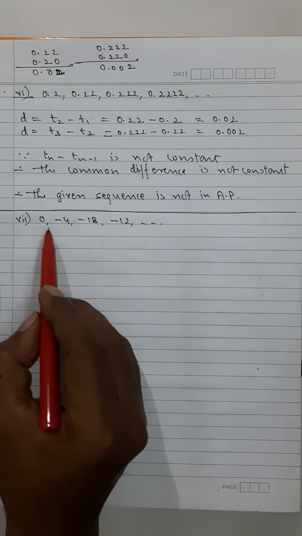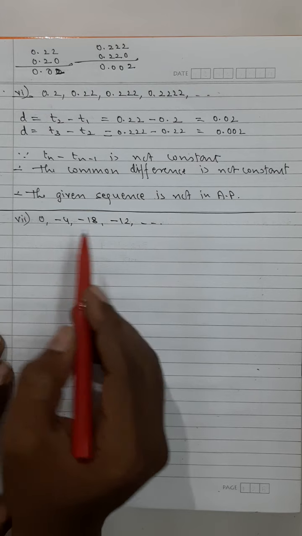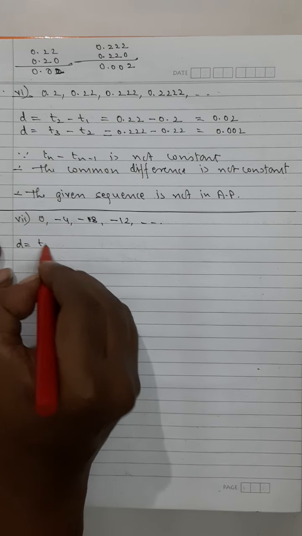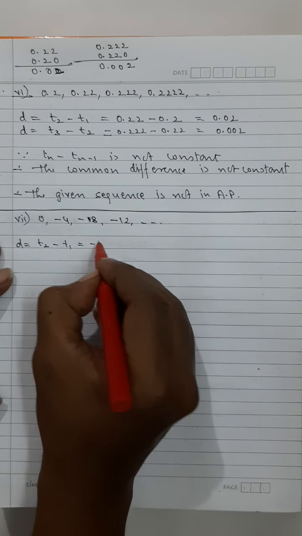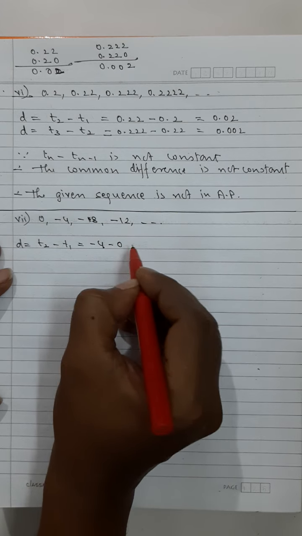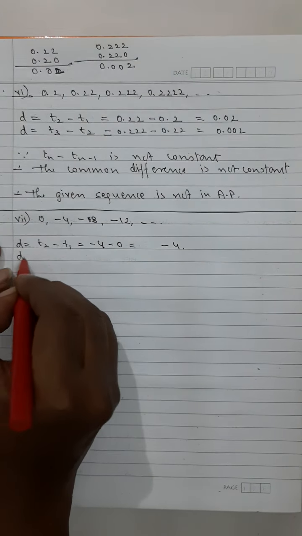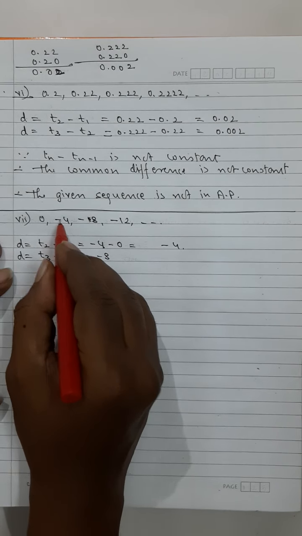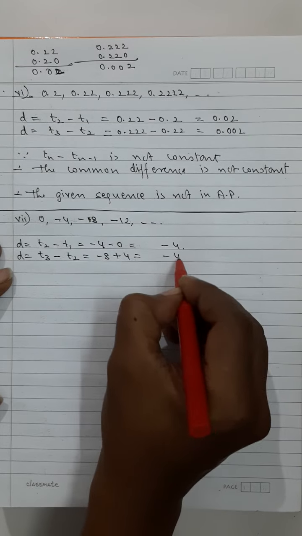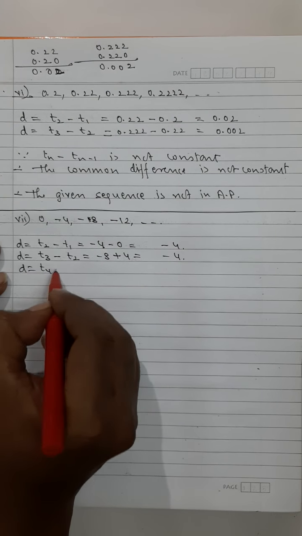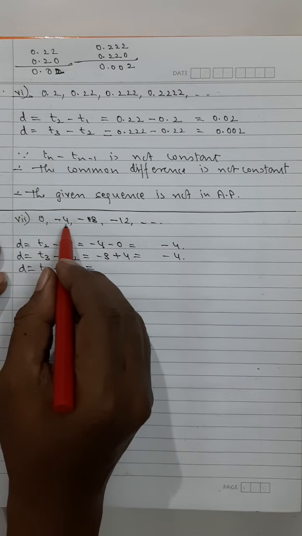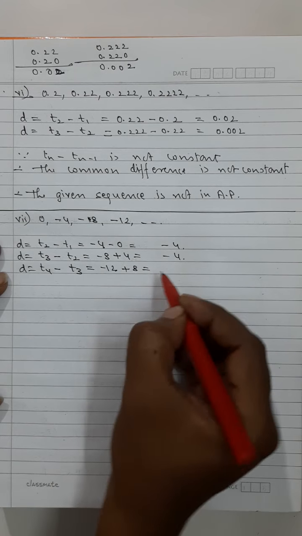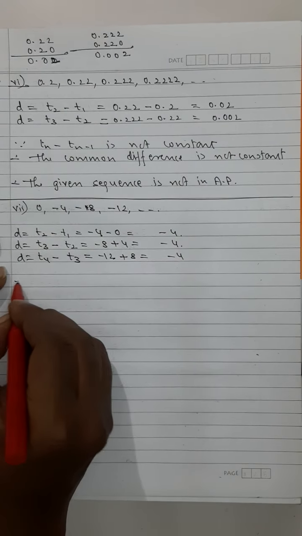It is very obvious that it is going on reducing by 4: minus 8, minus 12 and so on. So here again D is equal to T2 minus T1. T2 is minus 4 minus 0, that is equal to minus 4. Again D is equal to T3 minus T2. T3 is minus 8 minus plus 4, this will still give you minus 4. D is equal to T4 minus T3, minus 12 minus plus 8, this will still give you minus 4.